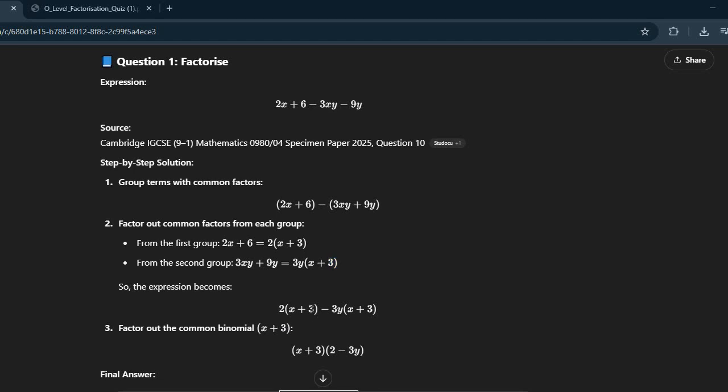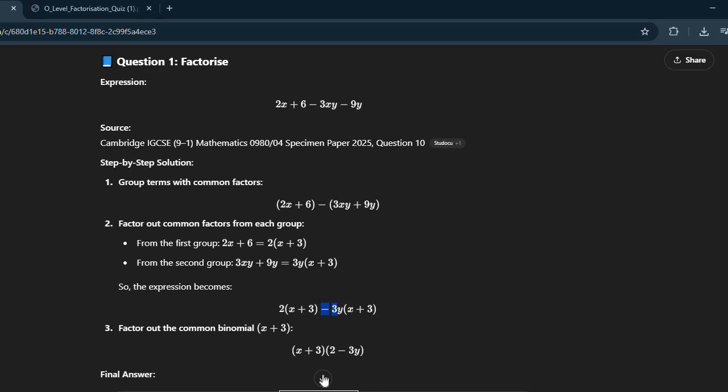x plus 3 is here and x plus 3 is here. Now you can see that both brackets are the same. Now factor out the common binomial. Remember that this x plus 3 and x plus 3 are the same, so you have taken x plus 3 outside. Now the remaining is 2, make another bracket with 2 and then write minus 3y. Again you have to write the sign also. So this is the way you have factorized it.